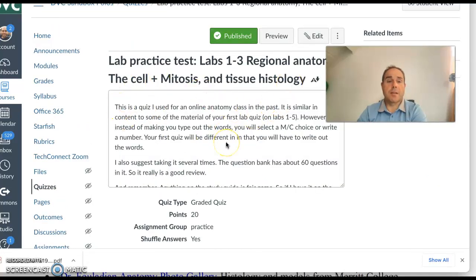These are actually the tests I did when it was an online class. And it will give you 20 questions, one at a time. And basically it's either you write the number of a structure down or it's multiple choice. So that is how the lab exams are set up.